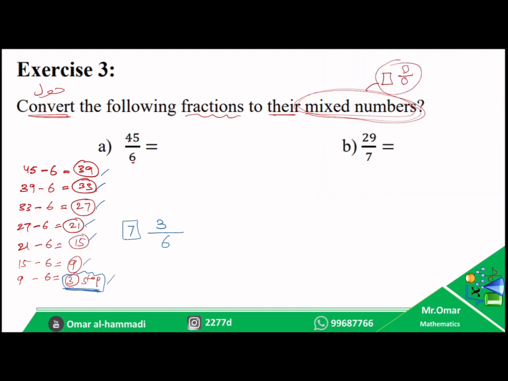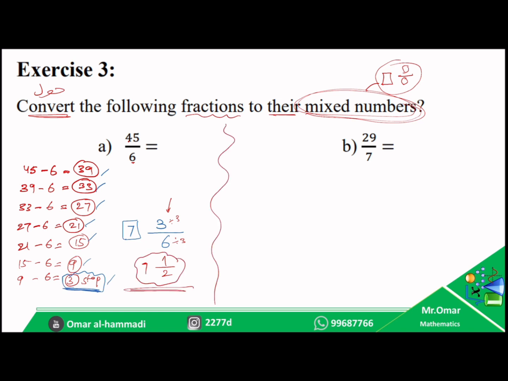But we have to check: is this fraction in the lowest term? 3 divided by 6. We have here a common factor, which is 3. So 3 divided by 3 and 6 divided by 3 will give us 1 divided by 2. And here the 7 will not change. That's it. This is the result.